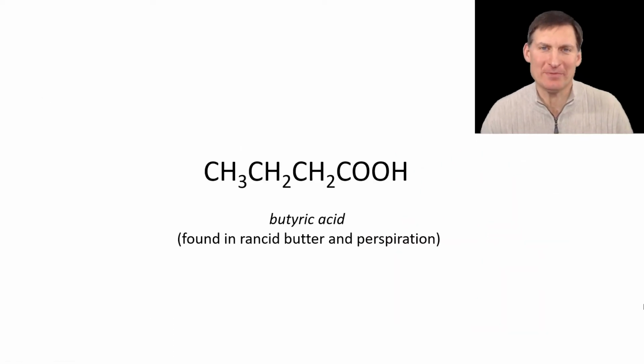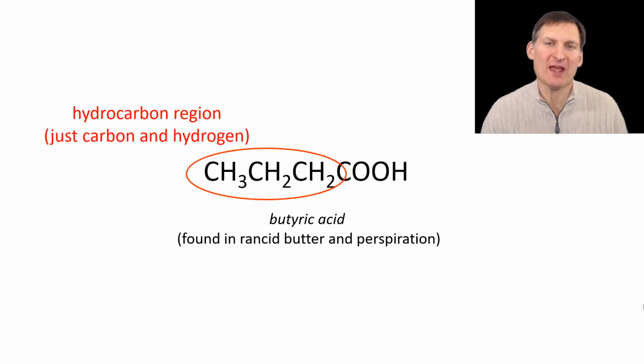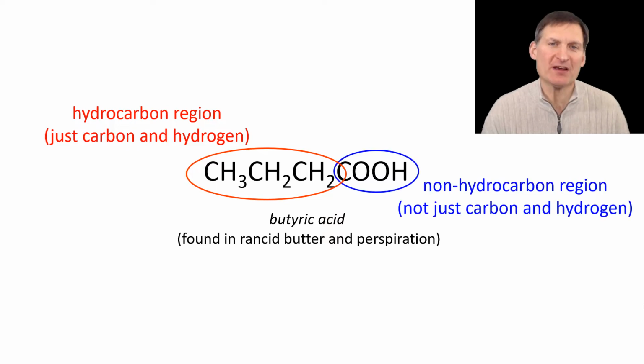Consider the organic compound butyric acid. The key is to notice the 2 distinct regions of this molecule. First, we have this side of the molecule. We refer to this as a hydrocarbon region. Hydrocarbon means containing only carbon and hydrogen. Second, we have the rest of the molecule. This is the non-hydrocarbon region, which includes every part of the molecule that's not just carbon and hydrogen.